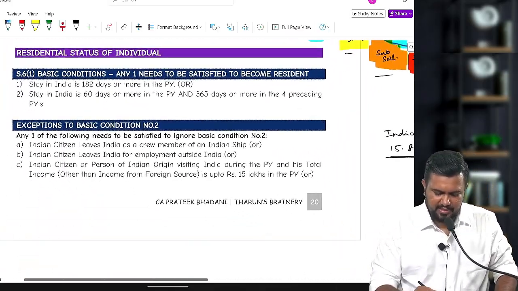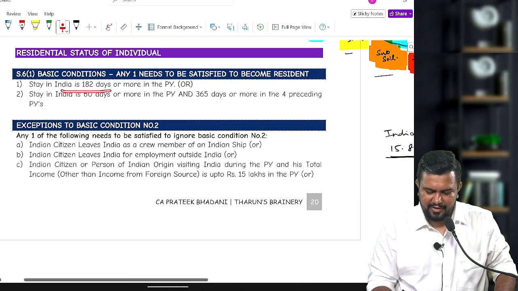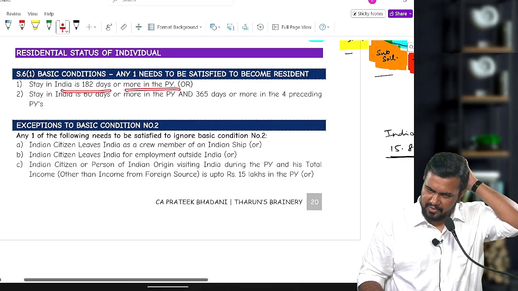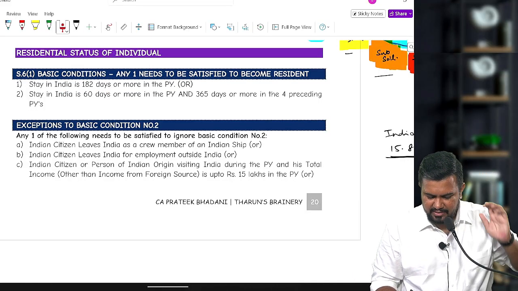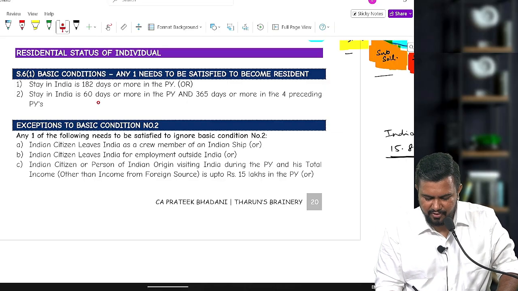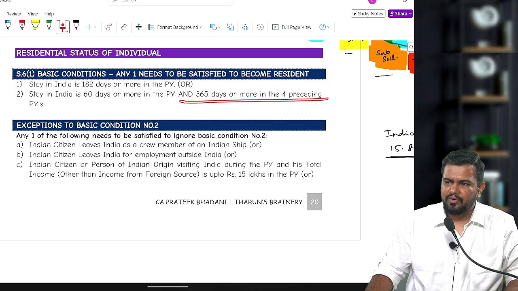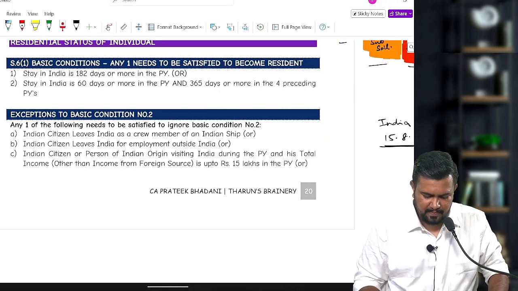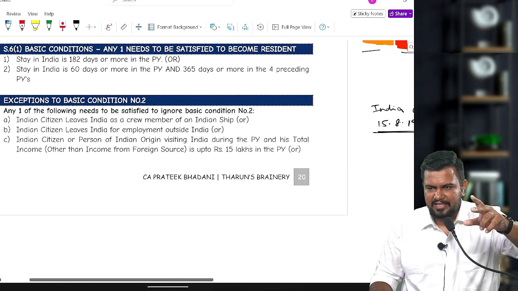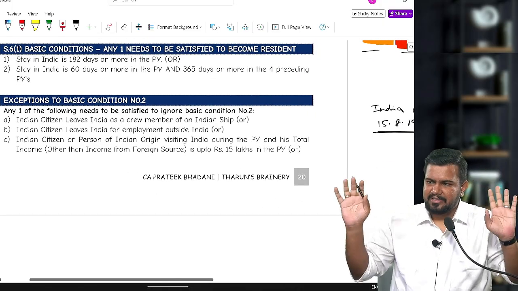First basic condition, individuals should stay in India for 182 days or more during the previous year. Second one, person should stay in India for 60 days or more during the previous year and 365 days or more during the 4 preceding previous years. If any one of the 2 conditions is satisfied, the individual will be called resident.